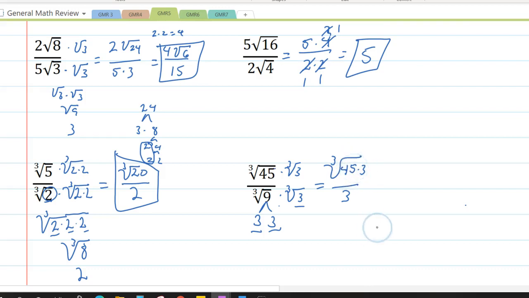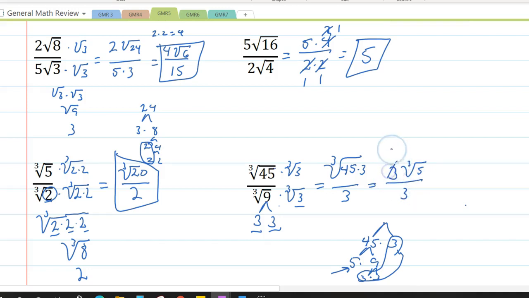So I have a number that's going to break up into 45 times 3. Well, 45 breaks up into 5 times 9, and 9 breaks up into 3 times 3. I have a set of 3 3's with a 5 left over. That gives me 3 cube root of 5 over the 3 that was already there. Now, can I reduce? Of course I can. I have a 3 on the outside, and I have a 3 on the outside. 3 divided by 3 is 1, which gives me a final answer of cube root of 5.